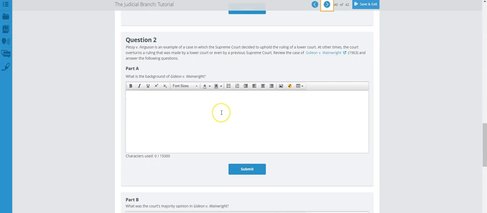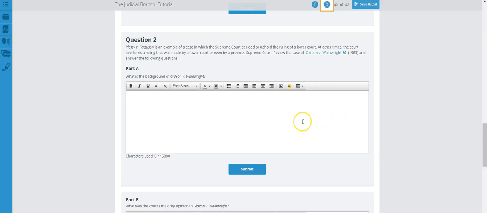Question 2 says, Plessy v. Ferguson is an example of a case in which the Supreme Court decided to uphold the ruling of a lower court. At other times, the court overturns a ruling that was made by a lower court or even by a previous Supreme Court. Review the case Gideon versus Wainwright, 1963, and answer the following question.